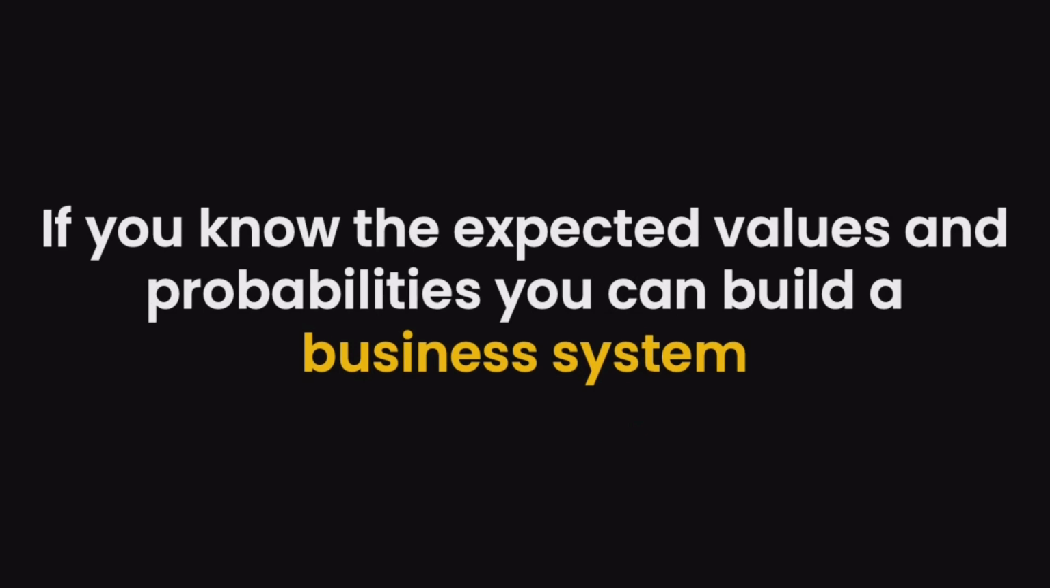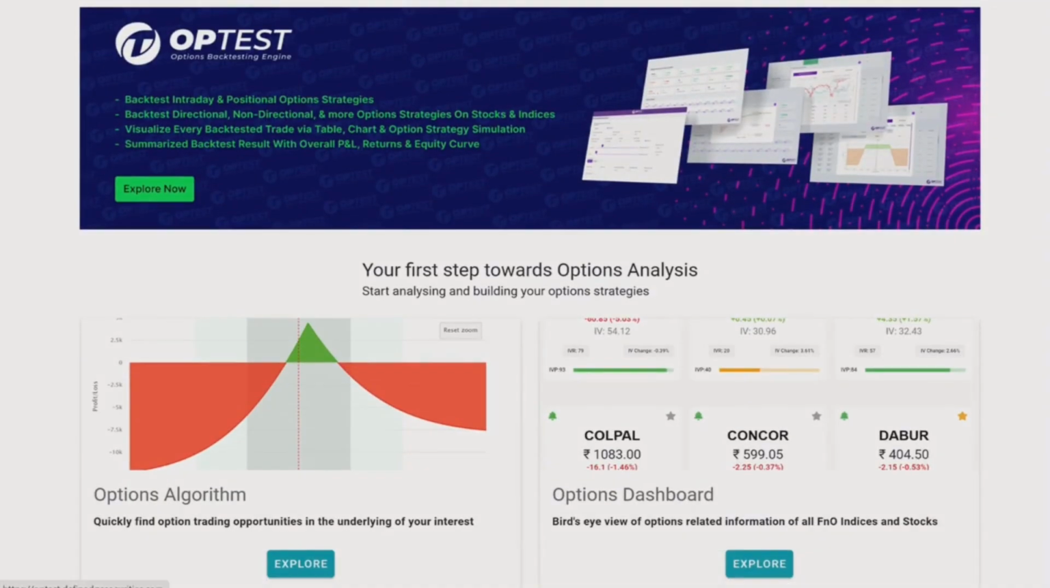So if you know the expected values and probabilities, you can build a business system. And we saw this in the case of casinos and insurance companies. Since they knew the values and probabilities, they were able to build a business system around it. Likewise, as options traders, since we now know the expected values and probabilities, we can build our business system as well. And we see this in the broker platform.